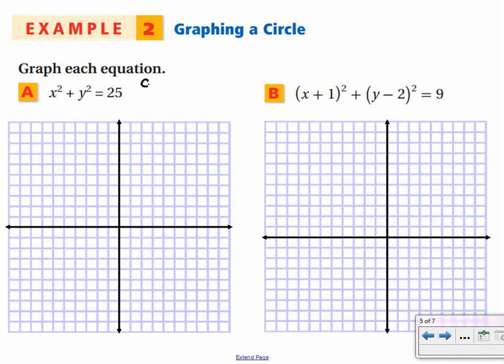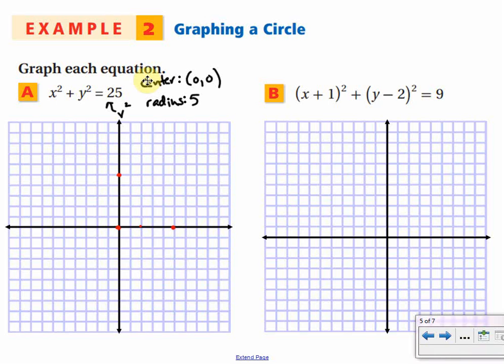That tells me that my center is going to be 0, 0, because I don't have an h and a k value being subtracted from the x and the y. And then this is r squared, so that tells me that my radius is 5. So I'm going to plot my center first at 0, 0, and then I'm just going to go 5 in each direction, up, right, down, and left, and then sketch my circle.